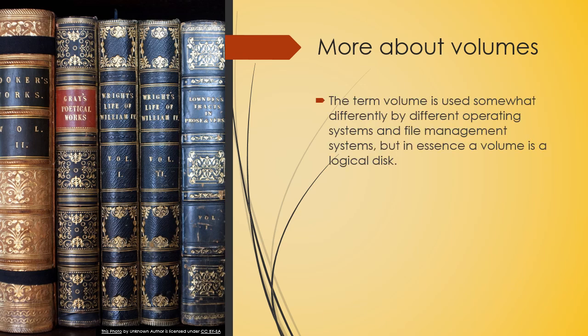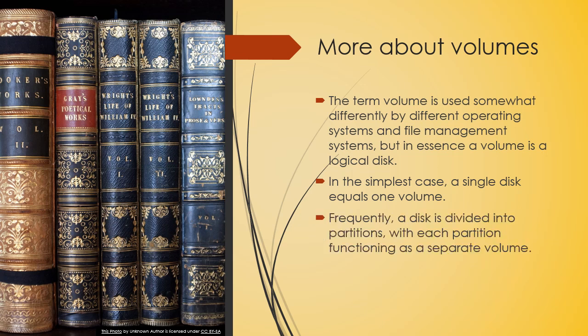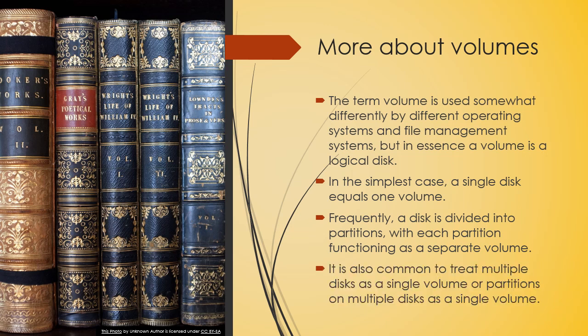Continuing, the term volume is used somewhat differently by different operating systems and file management systems, but in essence, a volume is a logical disk. In the simplest case, a single disk equals one volume. Frequently, a disk is divided into partitions, with each partition functioning as a separate volume. It is also common to treat multiple disks as a single volume or partitions on multiple disks as a single volume.